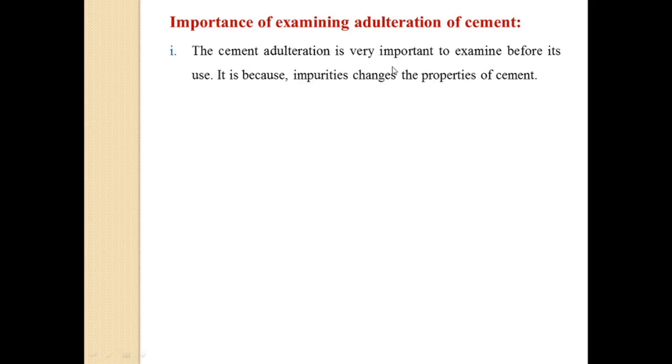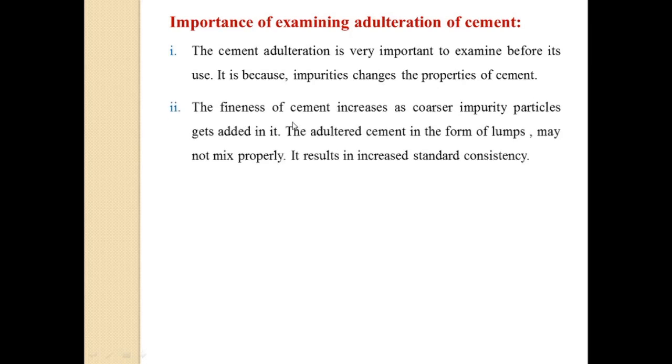First, it is very important to examine cement adulteration before its use, because impurity changes the properties of cement, which is directly proportional to the strength of cement. Next, the fineness of cement increases as coarser impurity particles get added to it. Okay, so adulterated cement in the form of lumps may not mix properly, which results in an increase in the standard consistency of cement. Means the percentage of water required for standard consistency of cement gets increased.